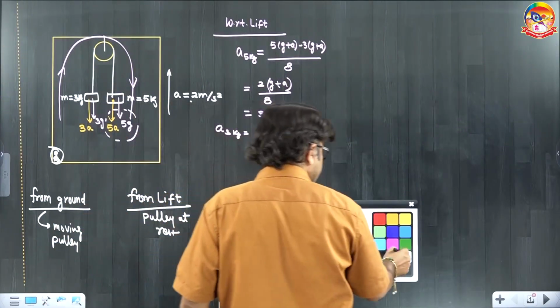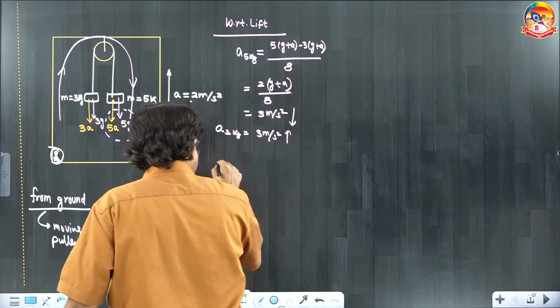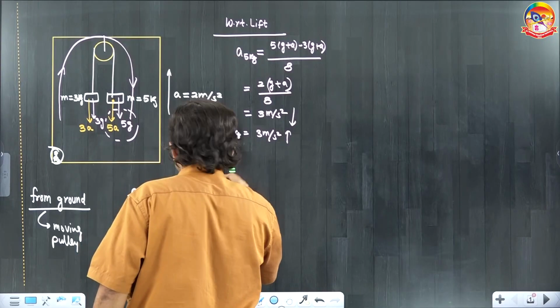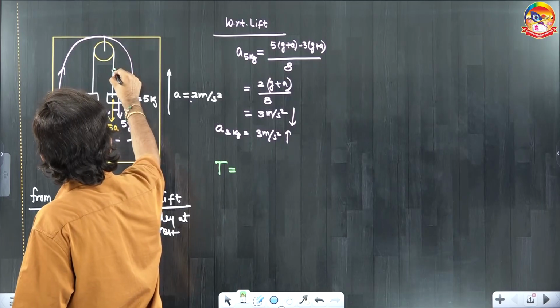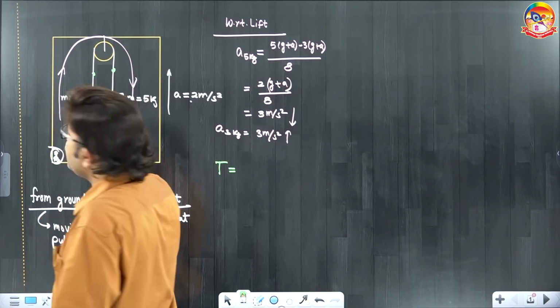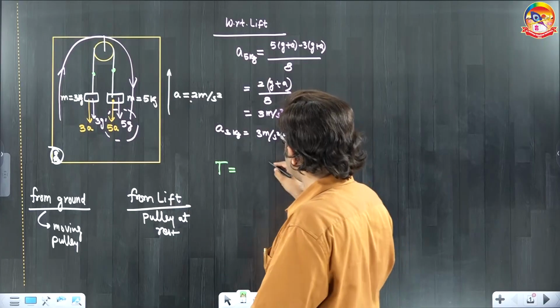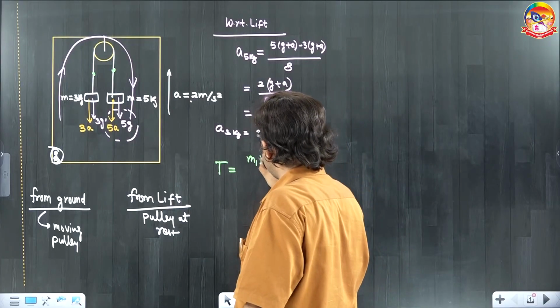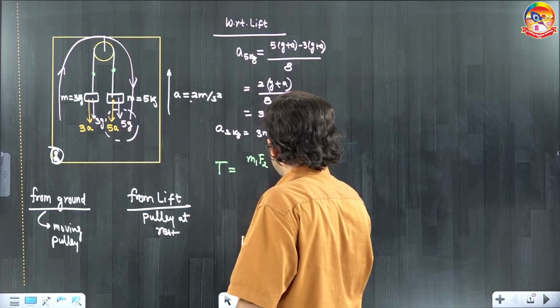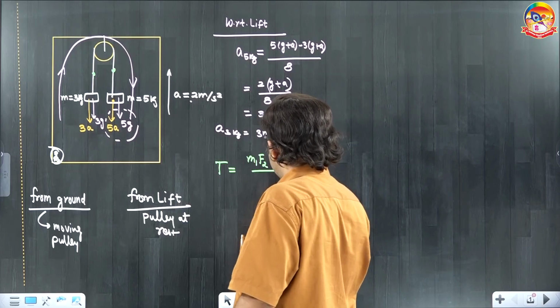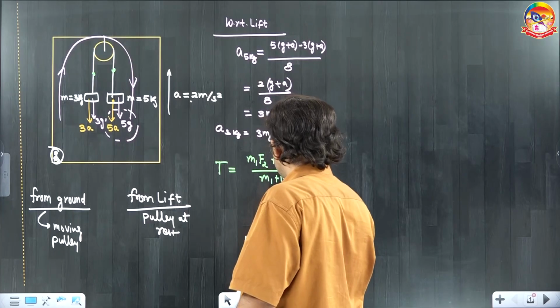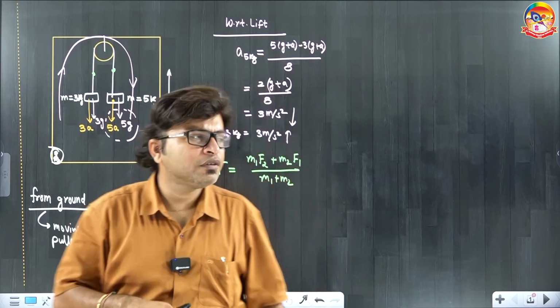Let's take another case to observe the motion better. One thing that is left out is tension. Let's write down the tension also. Tension is an intermediate force between these two blocks which are connected already. So how do I calculate the intermediate force? M1 F2 plus M2 F1 divided by M1 plus M2, the total mass. It is a reverse weighted average.